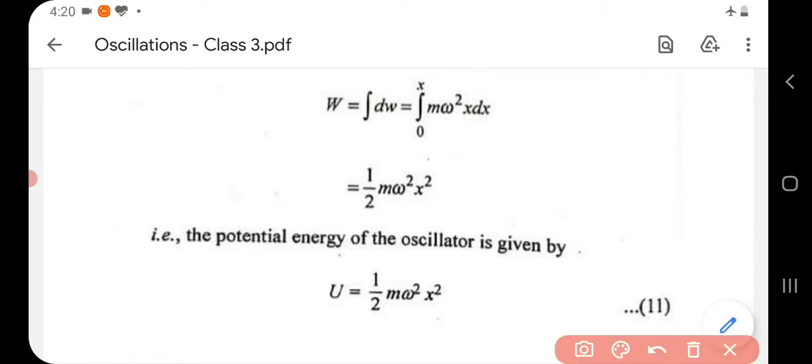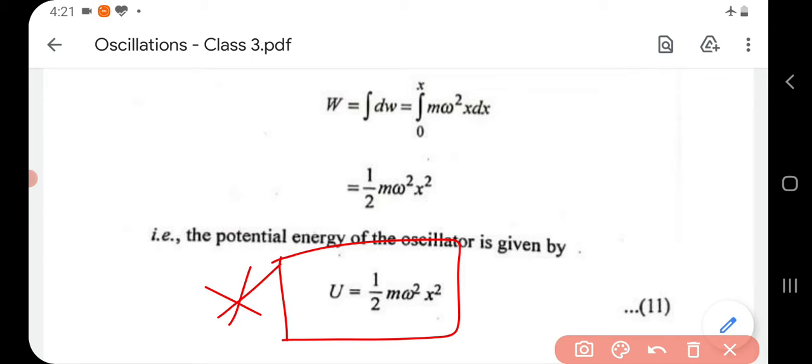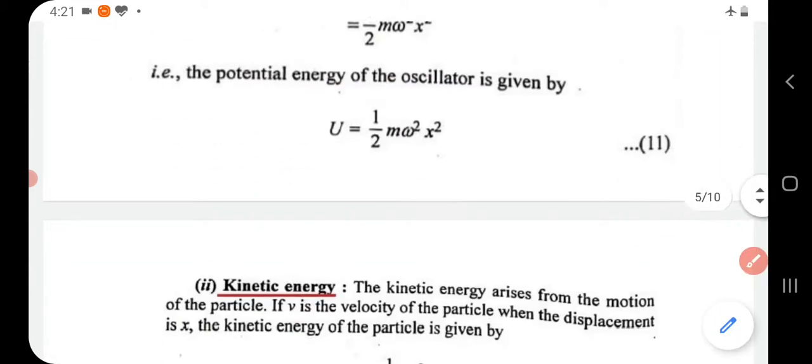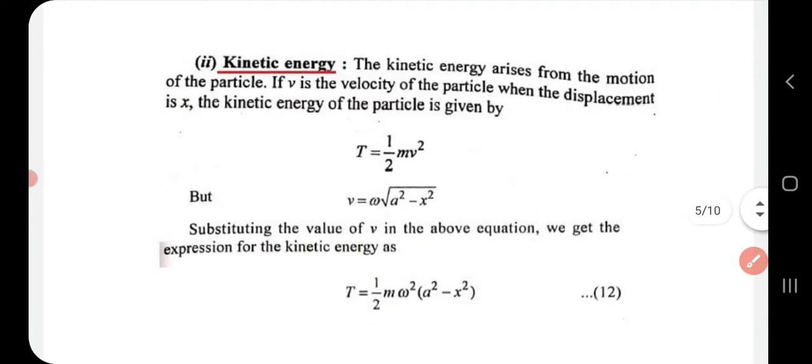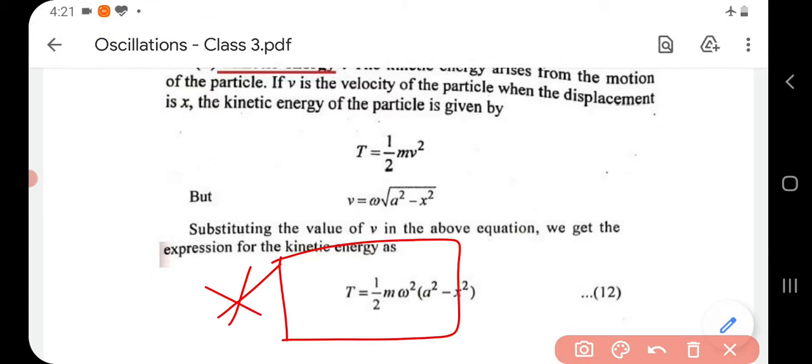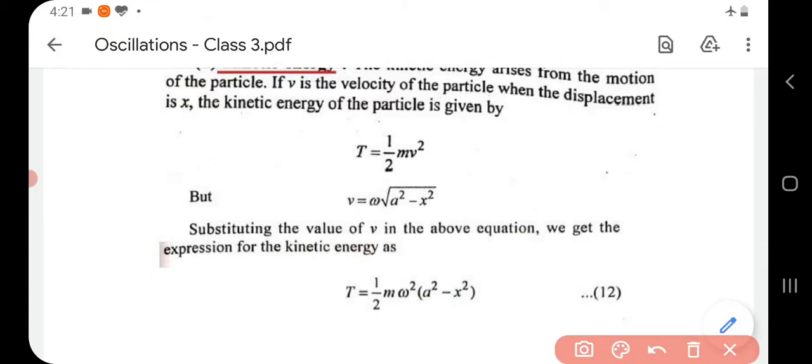It is denoted by capital letter U. U is equal to half m omega square x square. Okay, so you got the expression for potential energy. Now what you need next? You need to find the expression for kinetic energy. Kinetic energy, as I said, arises due to the motion of a particle. Suppose that v is the velocity of the particle when the displacement is x, then what is the expression for kinetic energy? It is half mv square.